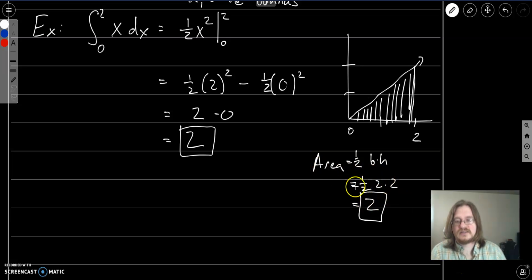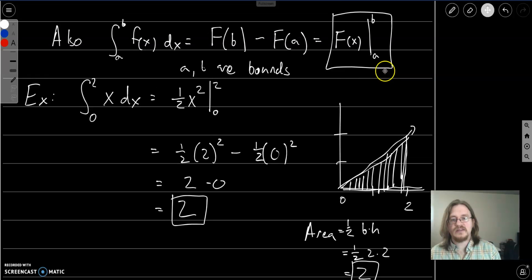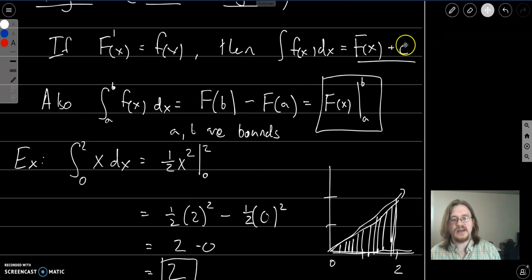The area beneath the curve, or the area between the curve and the x-axis, that is going to be our integral. This is what I mean when I say that the integral represents an area. The other thing I want to address is when I took the antiderivative, I didn't include the c here, did I? I just took 1/2 x squared.